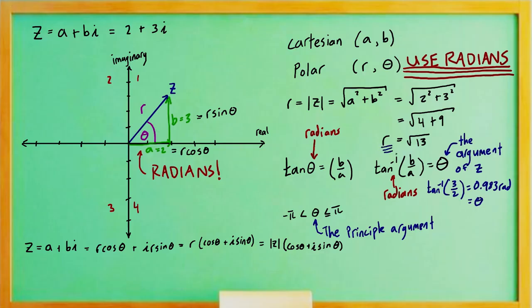We have theta, and we also had r right here, so we can write our complex number. We have z is equal to r, which is root 13, times cos of 0.983 plus i sine of 0.983. So there we go. That is the complex number z written in polar form. And just to remind you, that is the same thing as 2 plus 3i when it's written in the more familiar form that we're used to.